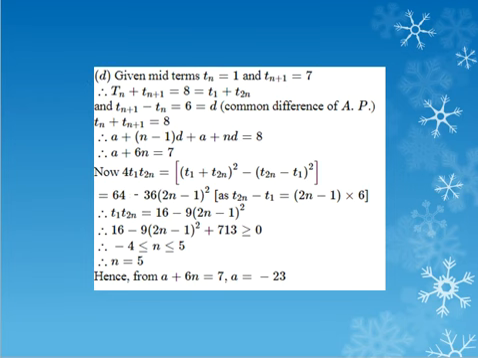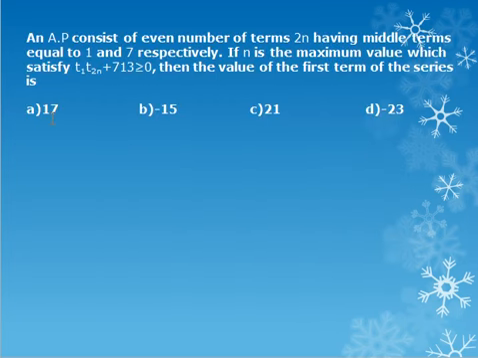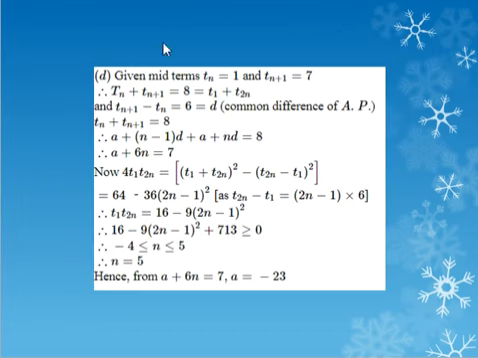Okay, now let's see the solution. So these were the options: A was 17, B was minus 15, C was 21, D was minus 23. Now let's look at the solution.